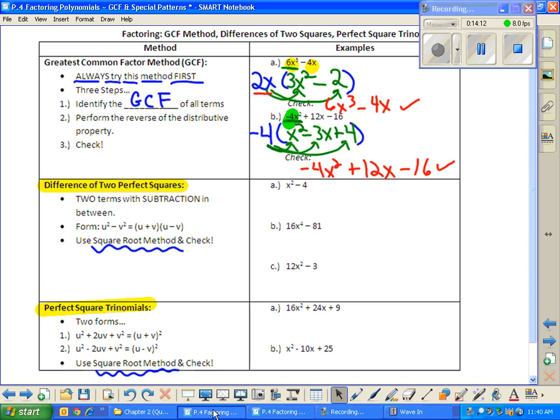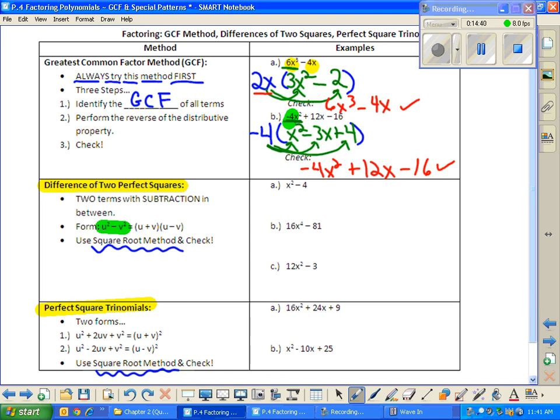Okay, so if you take a look at this middle row of our chart here, the first type of problem that we can use the square root method on is what we refer to as a difference of two perfect squares. The form it comes in is this. A difference of two perfect squares has something squared minus something else squared. That's the form that it comes in.